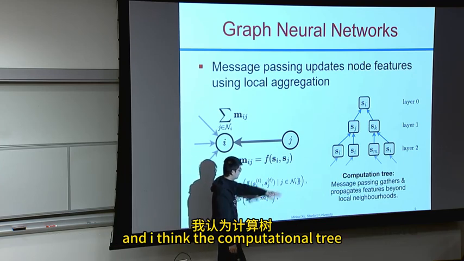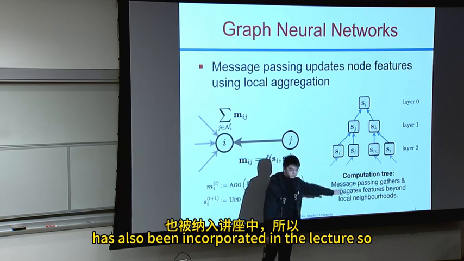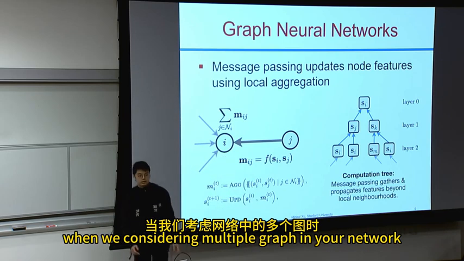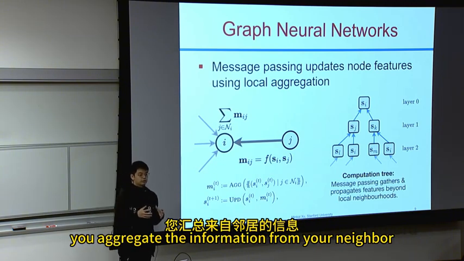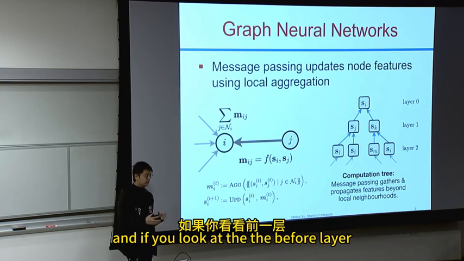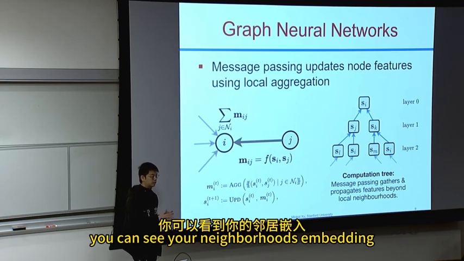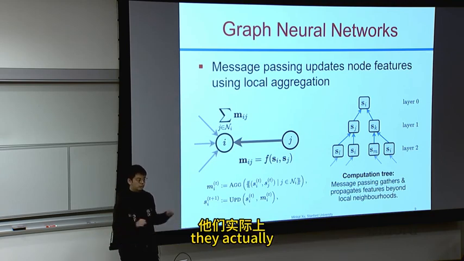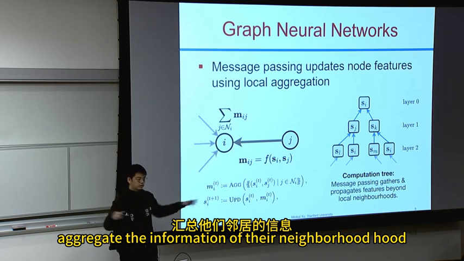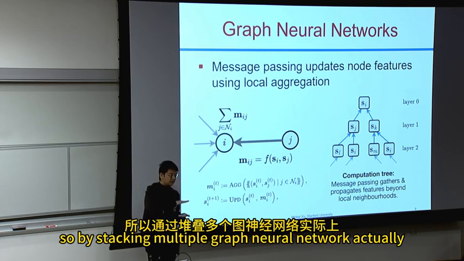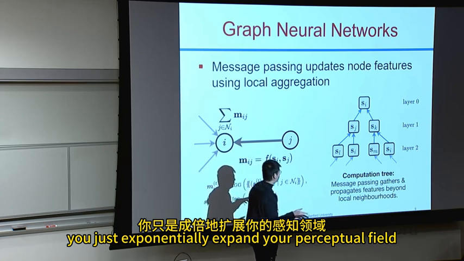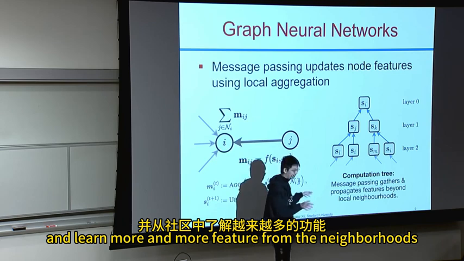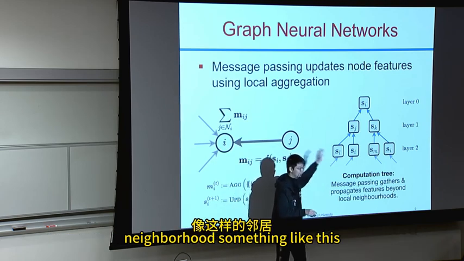And I think the computational tree has also been covered in the lecture. So when we're considering multiple graph neural network layers, you can see in the current layer, you aggregate the information from your neighbors. And if you look at the previous layer, you can see your neighborhood's embedding. They actually aggregate the information of their neighborhood. So by stacking multiple graph neural network layers, you exponentially expand your receptive field and learn more and more features from the neighborhood, something like this.